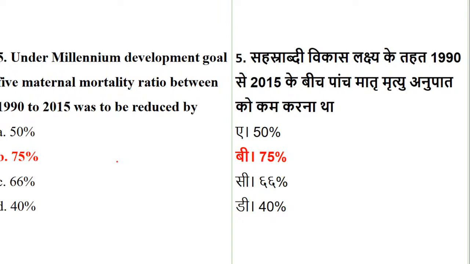Easy question it was. It was linked to my question number 2, but I hope you remember how to get the answer for this. So I hope it is very clear. Under Millennium Development Goals, the ratio of reduction was 75%. It is 75, option B, everyone. Normally it is 2/3, so both the answers are the same, and I have taken both the questions now.